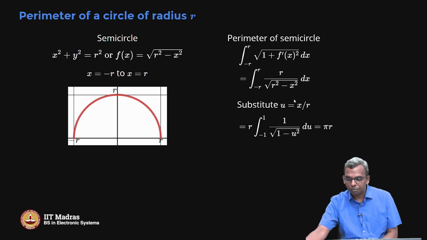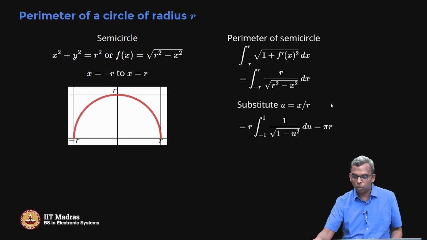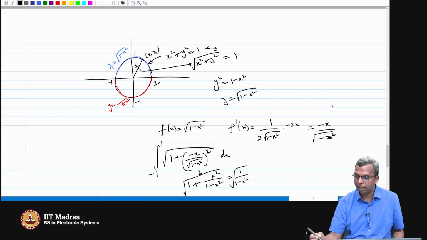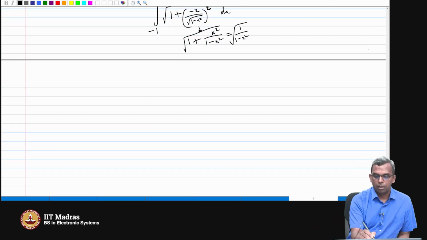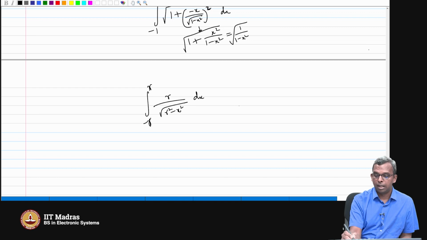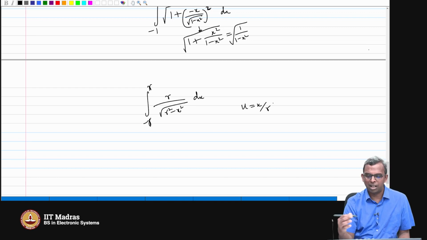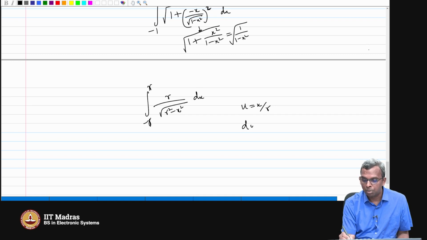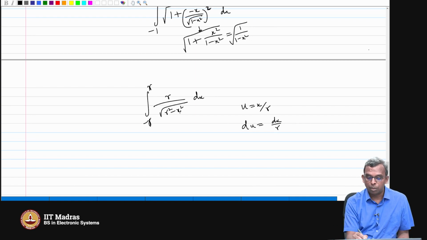So when you do that, you will get this change. Let me just show you how that change happens, real quick. The integral from minus r to r of r by root of r squared minus x squared dx, and I want to make the substitution u equals x by r, divide by r to get 1. So you remember this du conversion, right? du is dx by r, so dx is r du, and x I am going to put as r times u.